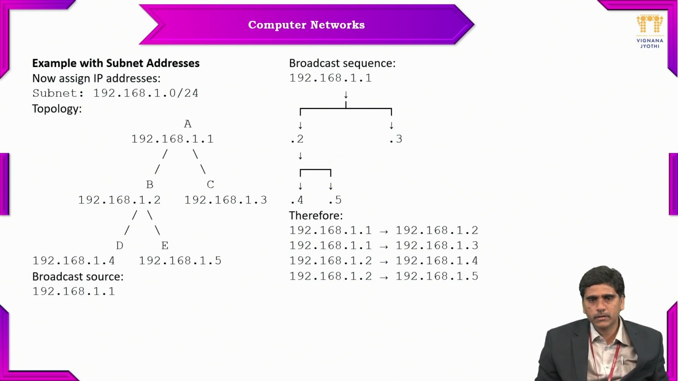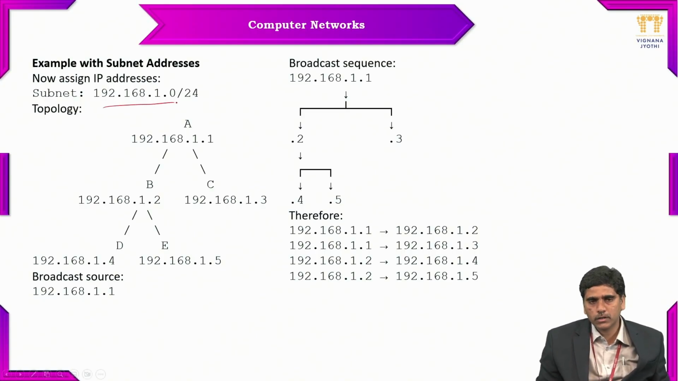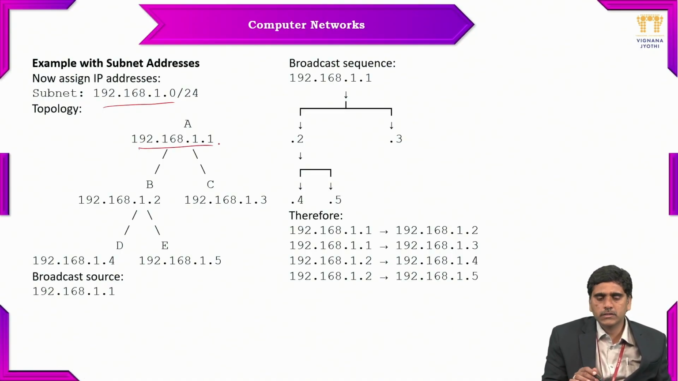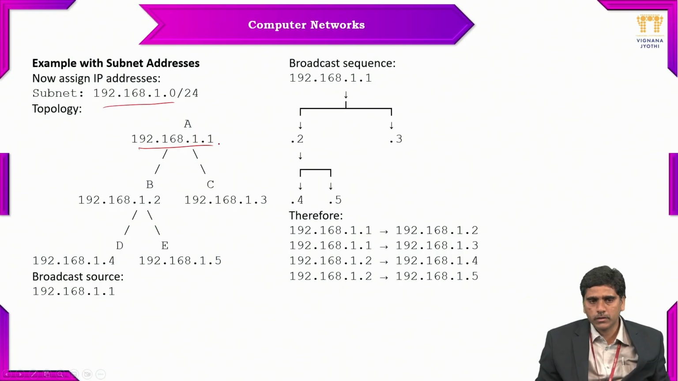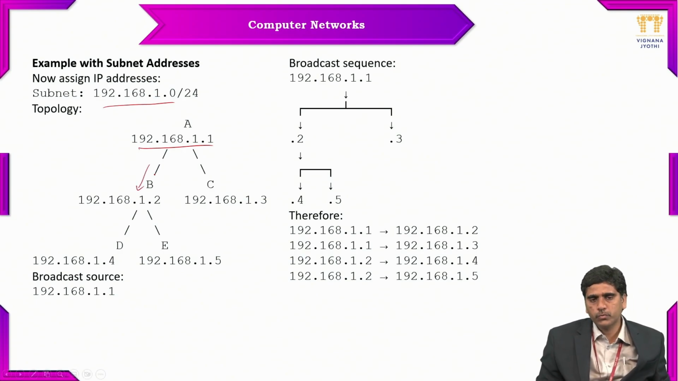See here an example with subnet addresses. How are we broadcasting from each and every system? The subnet is 192.168.1.0/24. So how are these systems broadcasting to each other? First, system A has 192.168.1.1 as the starting address, the starting node, the starting tree. From this we can forward the message, broadcasting the message to the 24 systems.